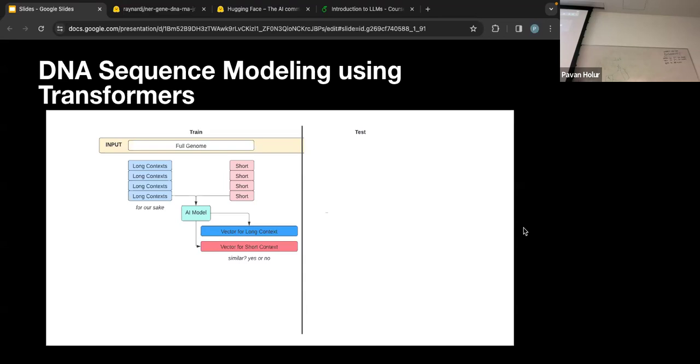Now, where the innovation comes in is that we train this AI model such that if the short context did indeed come from a particular long context, then the vectors are closer to one another. If this read does not come from the same long context or chunk, then these vectors have to be far away from each other.